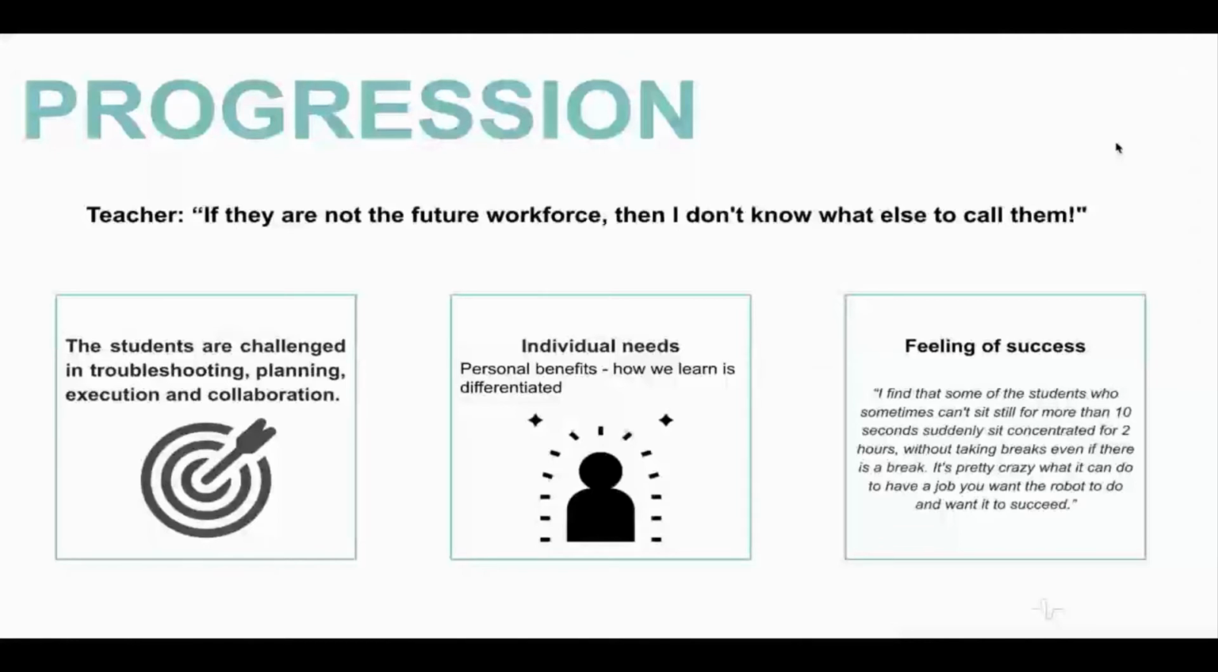And one thing is, of course, that the students are challenged in troubleshooting. That's one skill: you actually have to find out, why isn't this working? Again, the trial and error. They have to plan in some of the activities that you might create with them. And then in this process they have to execute it and collaborate. So there is loads of learning in this part too, and they can get even better in that. So that's a great way of looking at the progression there. Also at the individual needs.